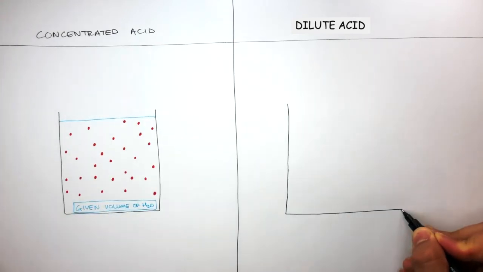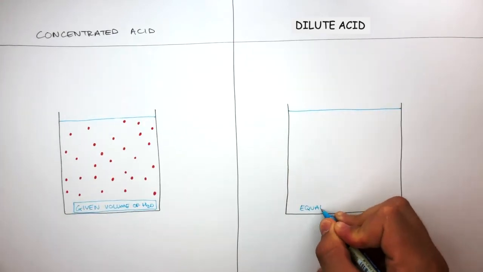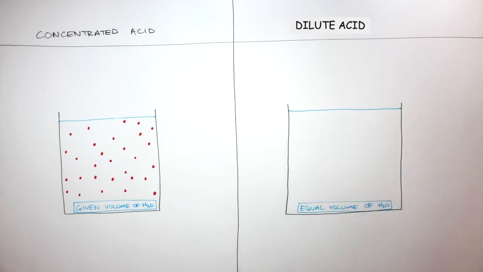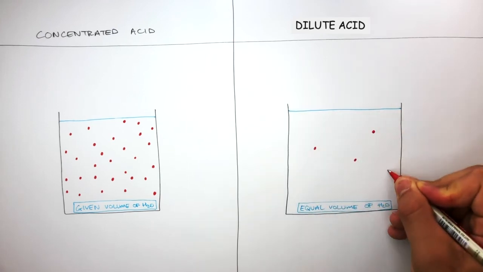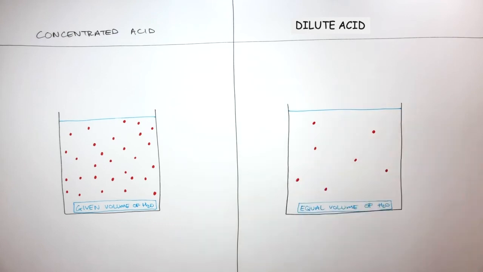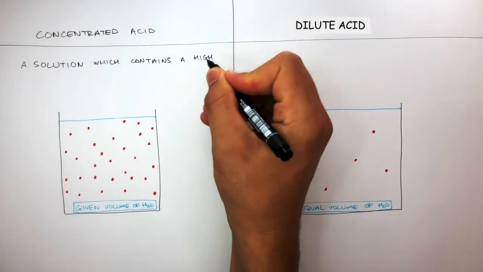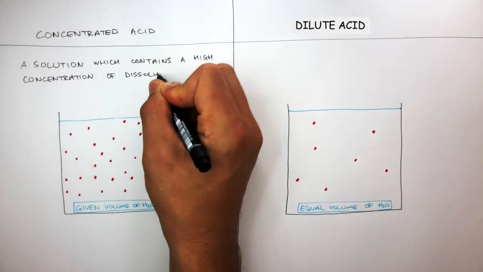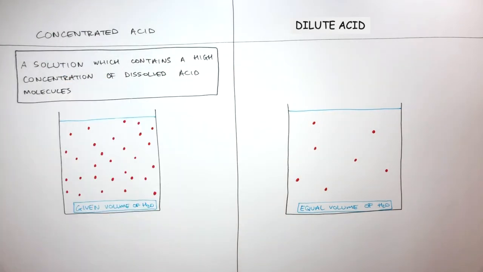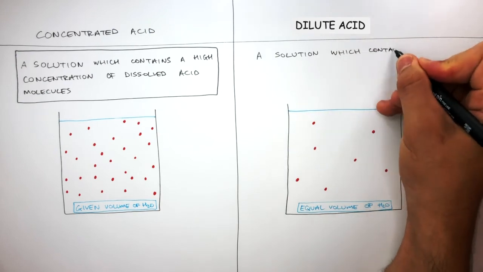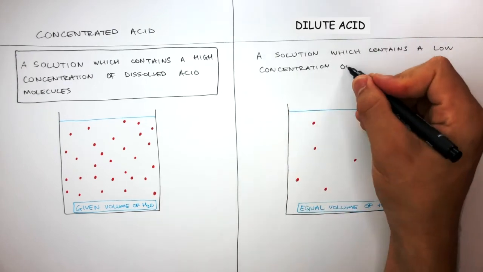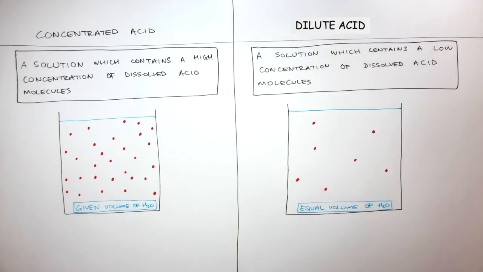Whereas in a dilute acid, let's say we have an equal volume of water, then there is going to be a lower concentration of acid molecules dissolved in that same given volume. So a concentrated acid is a solution which contains a high concentration of dissolved acid molecules, whereas a dilute acid is a solution which contains a low concentration of dissolved acid molecules.